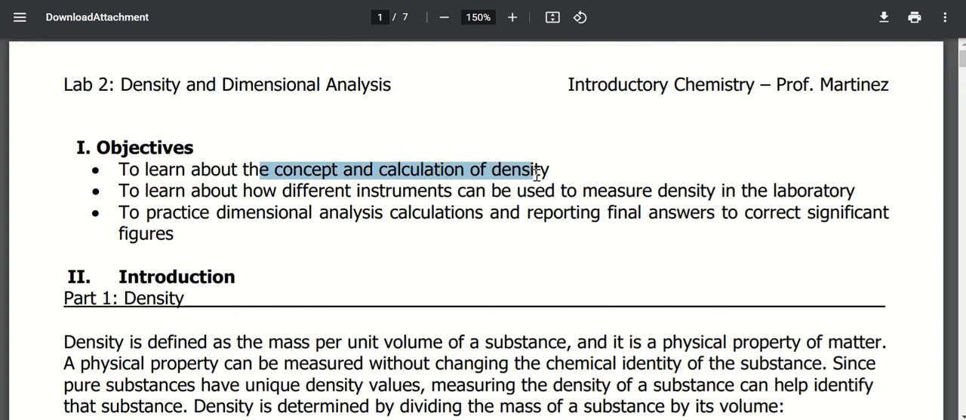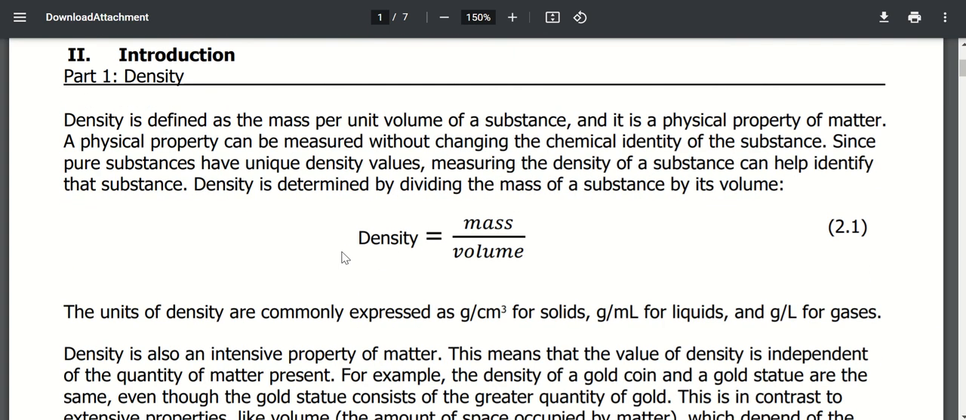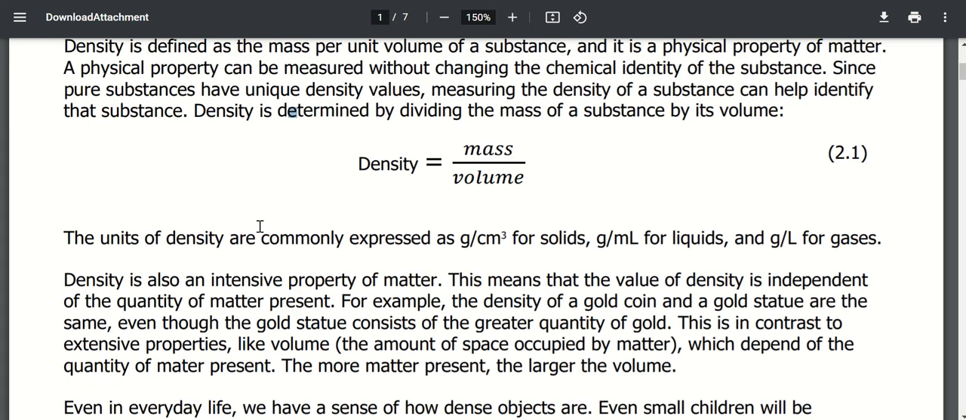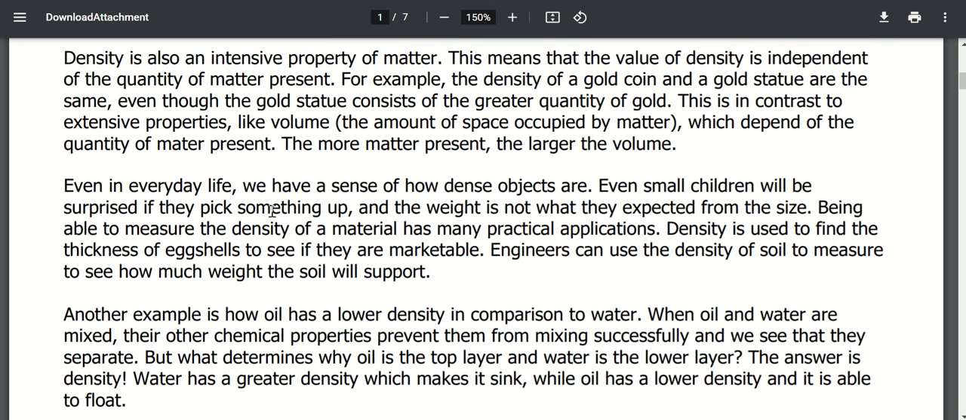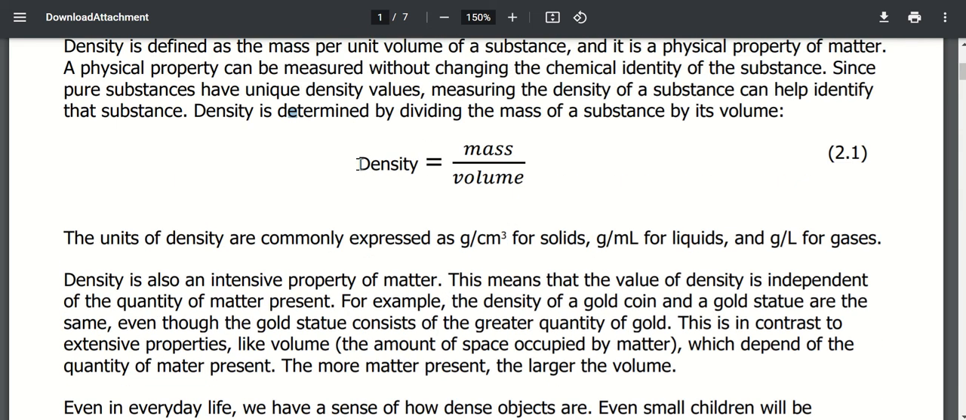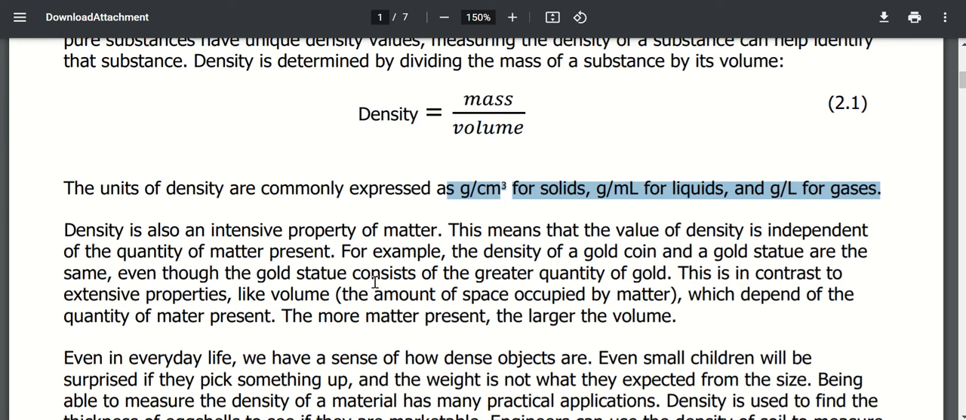So we're going to learn about the concept and calculation of density, how you can use different instruments to measure density, and then we're going to practice some dimensional analysis. As I stated in the first pre-lab video, the intro contains a lot of good information. It's a good summary of what you learned in lecture. If you already went through all this for lecture, then all of this is mostly just review. It's just summarized and condensed into a few paragraphs. Density is discussed in general, the overall equation, mass over volume, the different units for different states of matter.